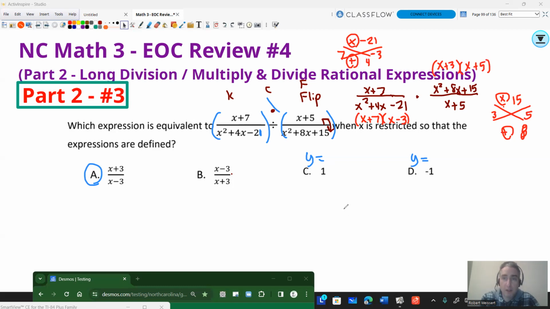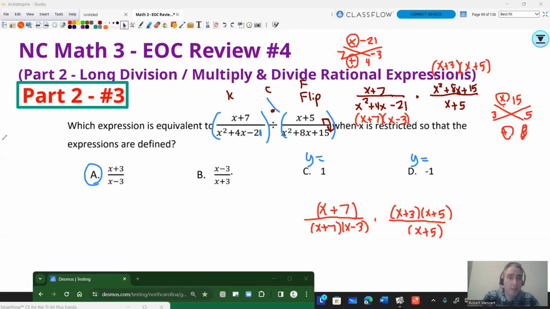Let me rewrite this so it doesn't look so ugly. It's going to have x + 7 on top over your factored form, x + 7, x − 3, and then times my factored form, x + 3, x + 5, over x + 5. And now I can cancel away. These x + 7s are gone. These x + 5s are gone. What am I left with? x + 3 on the top divided by x − 3.